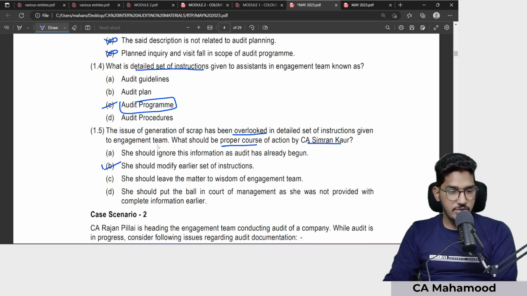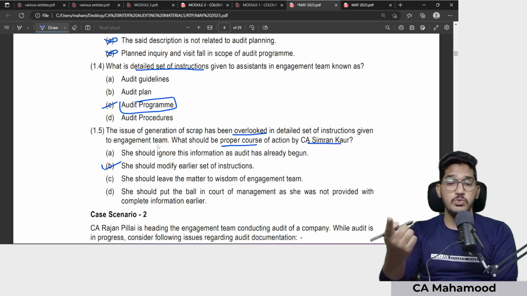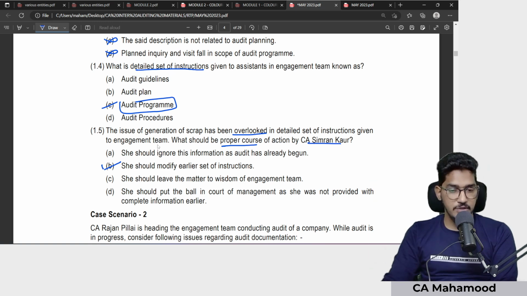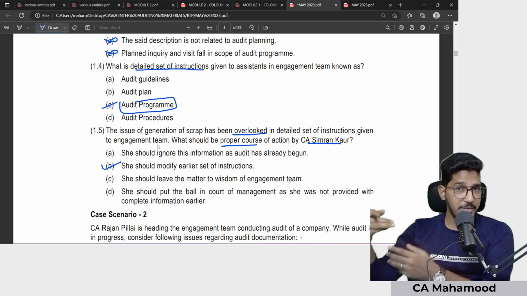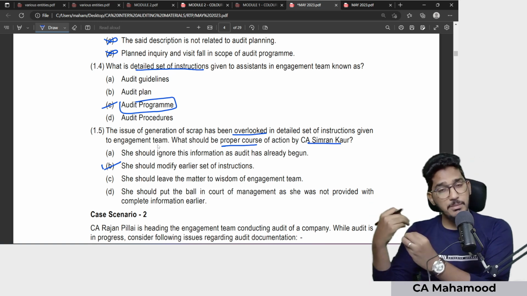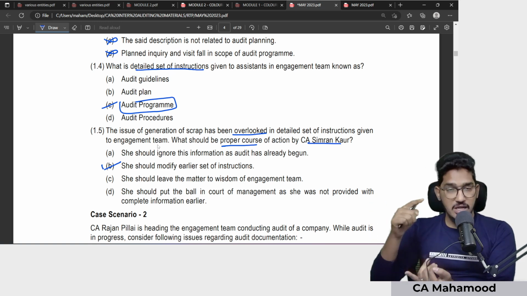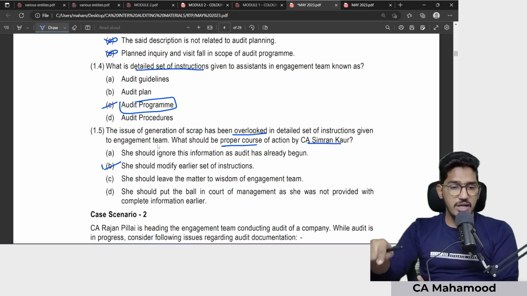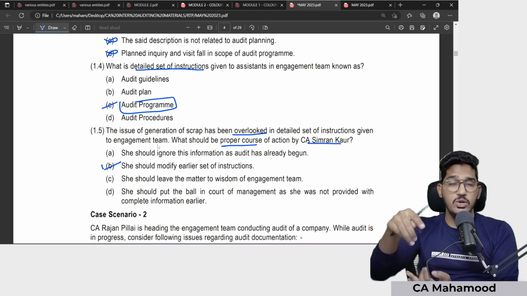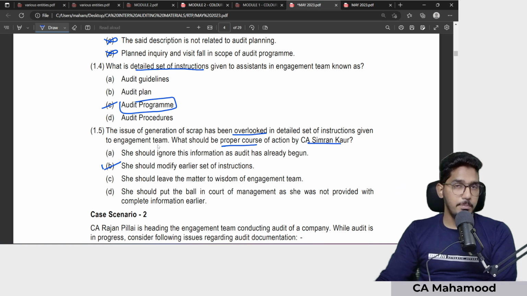Anyhow, let us see what they are trying to say in the other options also. She should leave the matter to the wisdom of the engagement team. Will you leave it to the choice of the engagement team? No. Being an engagement partner, it is your responsibility to update the audit program. She should put the ball in the court of management as she was not provided with complete information earlier. That means she has to pass on the responsibility to the management. Can you simply shift the blame onto management? No. Since now you have come to know about it, it is your responsibility to modify the instructions. You can't simply pass on the blame to management.